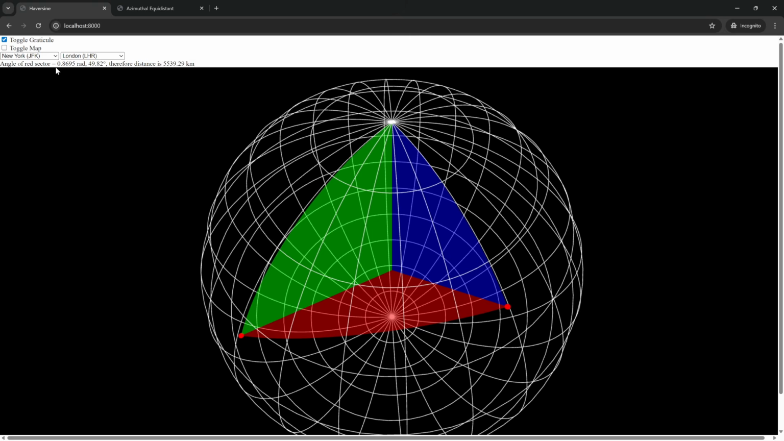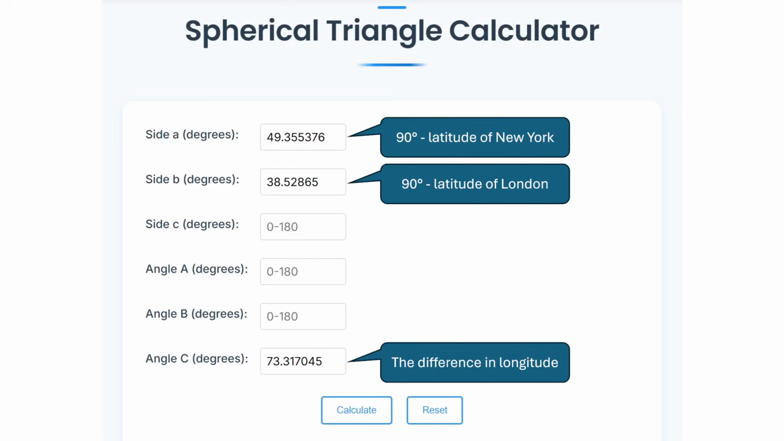So you can see up in the top left up here that the angle is 0.8695 radians. Multiply that by the radius of the spherical Earth, and you get a result of 5,539 kilometers. And here's a website I found just to double check my geometry. So instead of putting linear distances in for the sides, we can just use the equivalent angles. And side A is just the degrees of latitude from the North Pole.